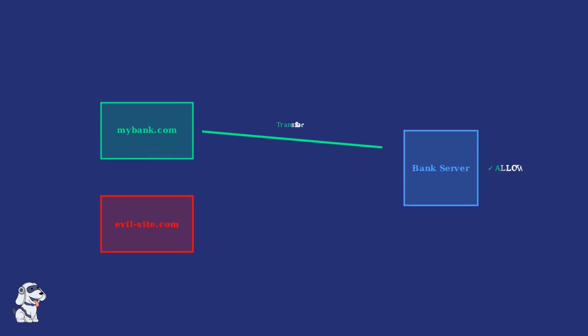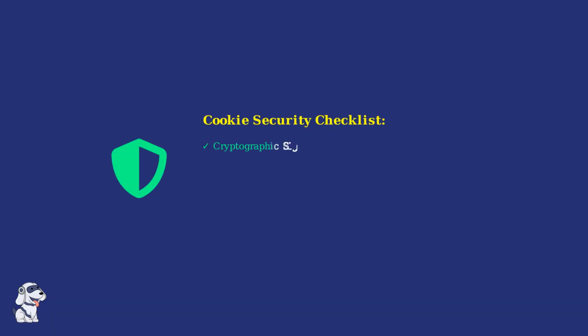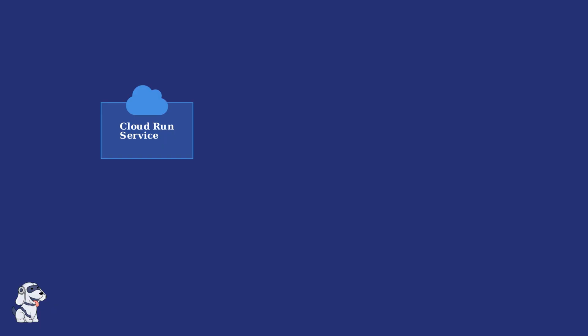Finally, the SameSite=Strict attribute protects against cross-site request forgery attacks. It ensures cookies are only sent with requests originating from the same site, preventing malicious websites from making authenticated requests on behalf of users. By implementing all 4 security attributes together, you create a robust defense system for session cookies. Cryptographic signing prevents tampering, secure ensures encrypted transmission, HttpOnly blocks script access, and SameSite prevents cross-site attacks. These measures work together to protect user sessions from malicious actors. Now we need to address a critical challenge.